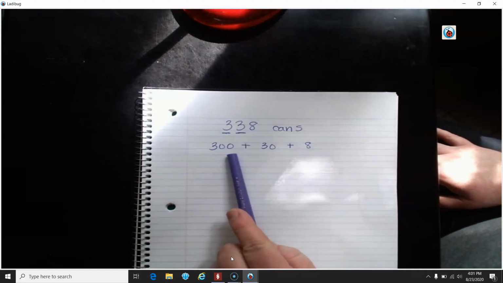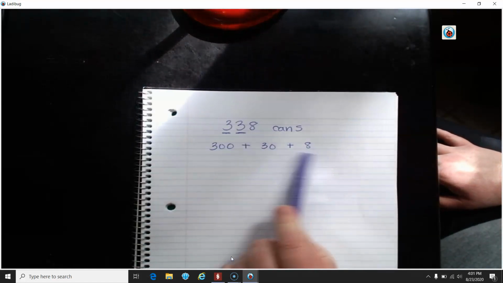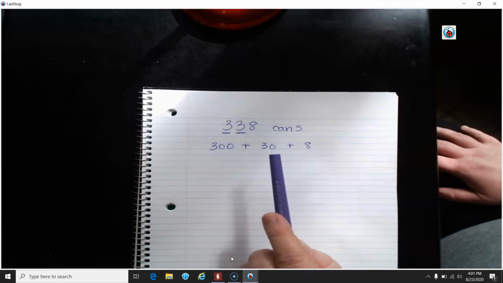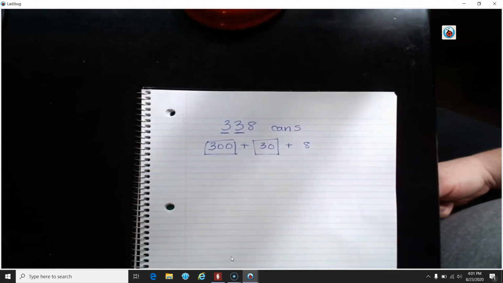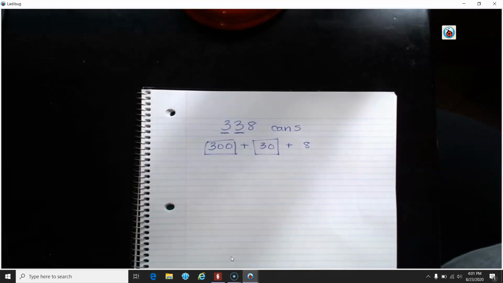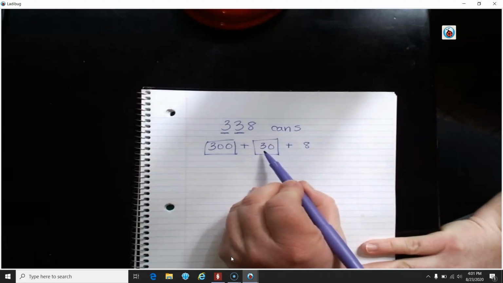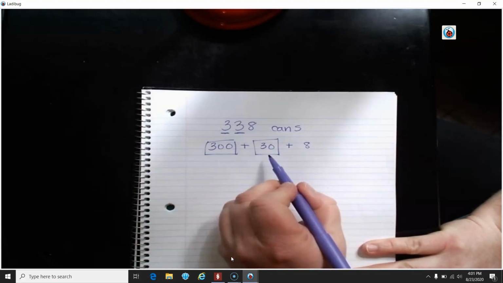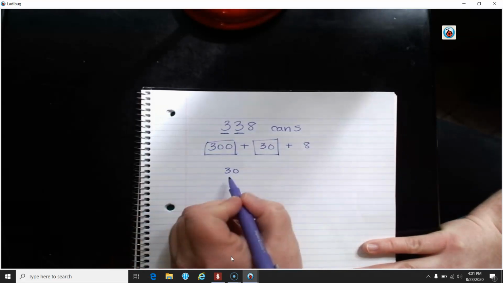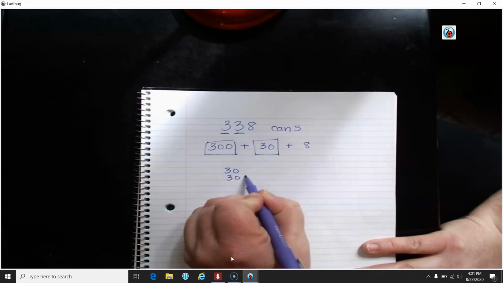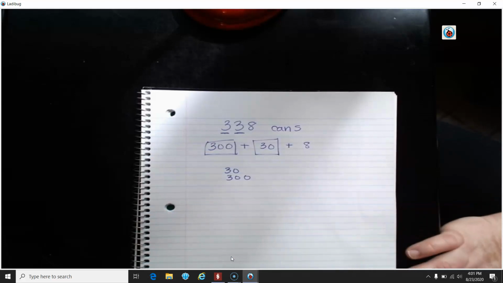So what I did is I just broke this out into expanded form. 300 plus 30 plus 8. But we specifically want to look at this number and this number, and we want to think about the relationship between the value of these two numbers. So the 3 that's in the tens place is worth 30. The 3 that's in the hundreds place has a value of 300.